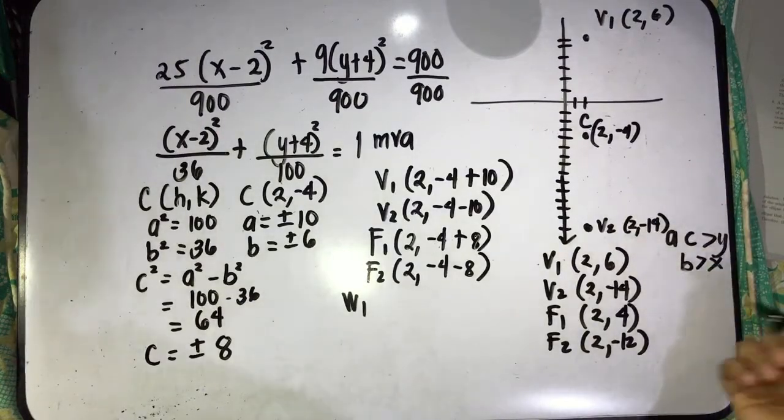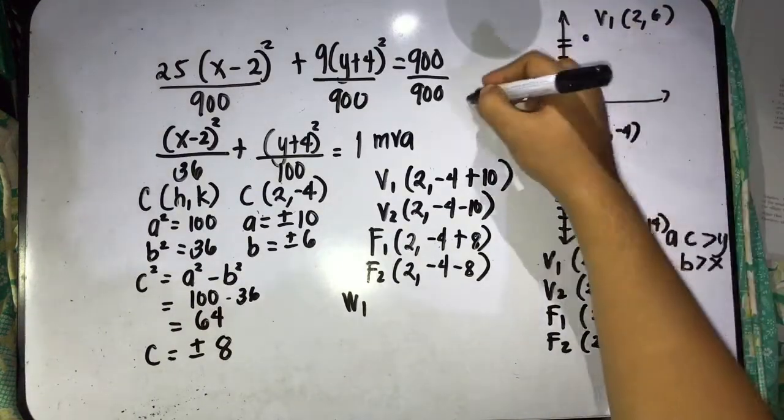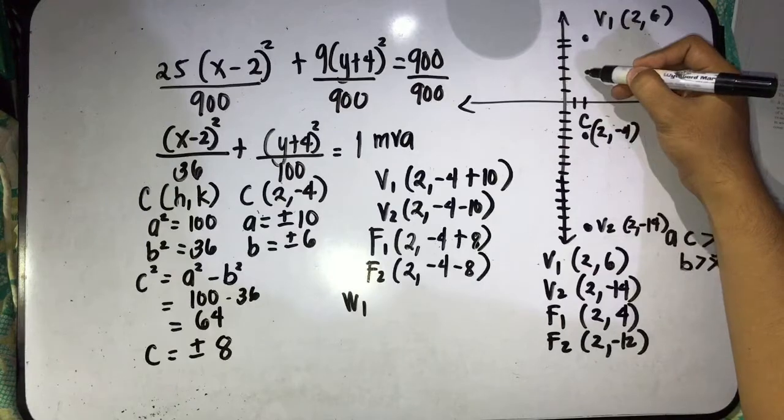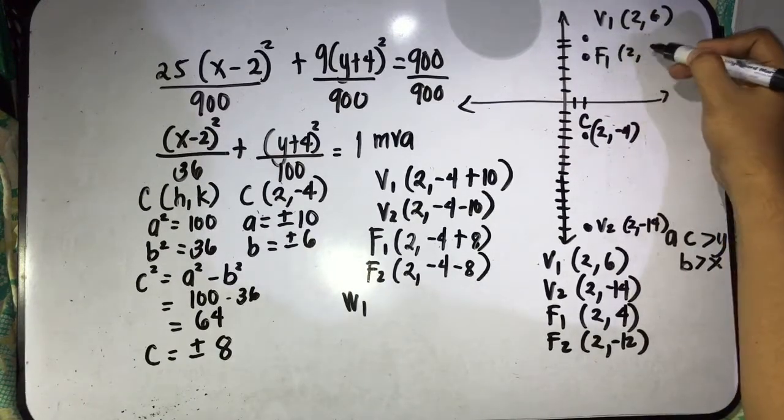So, F1 and F2 na lang. Si F1 and F2 located kay 2 and 4. So, located daw siya kay 2 and 4. This is 2 and this is 4. So, that is F1 located at 2 and 4.